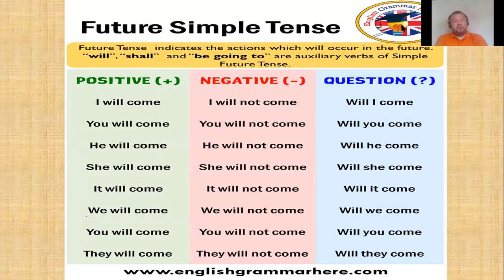And let's continue. He, she will not come or will come. Will he come? Will she come? It will not come. Will it come? We will come. We will not come. Will we come? You will come. You will not come. Will you come? They will come. They will not come. Will they come?